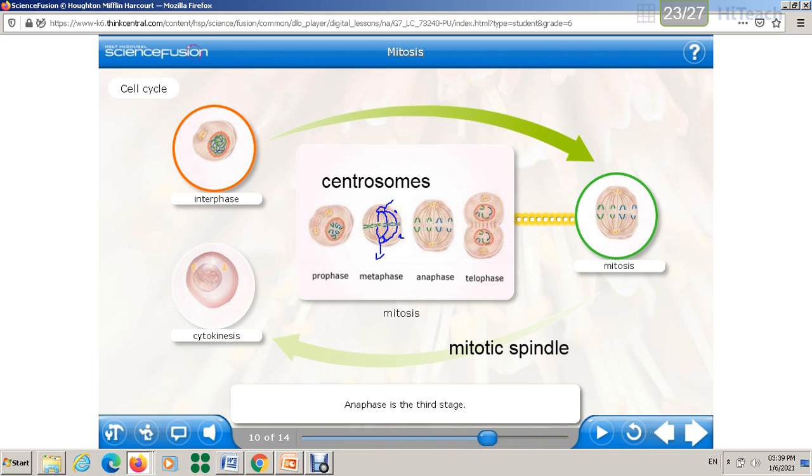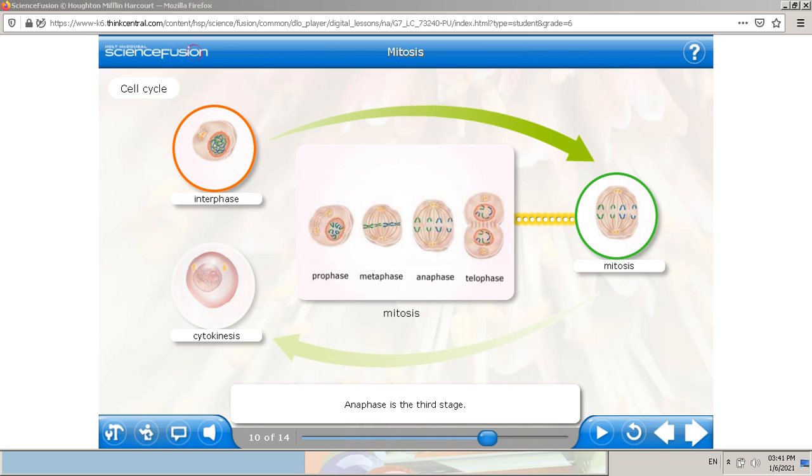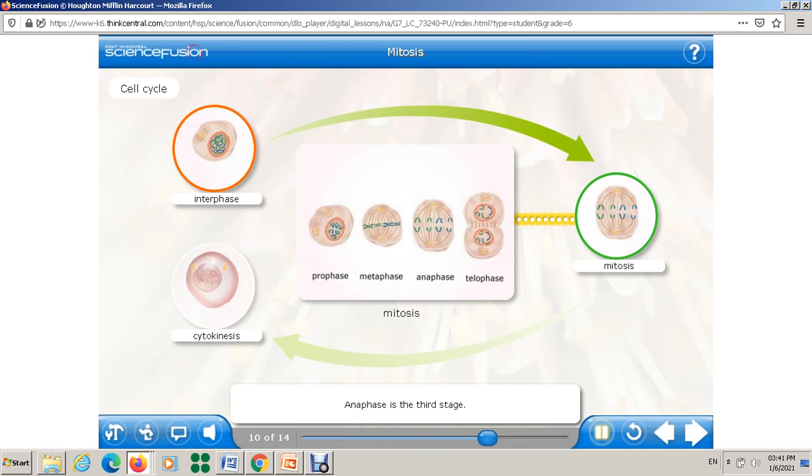Actually, why is this happening here? Let's move to the next stage to understand why they are attached. So in metaphase, two things happen. The first one, the chromosomes line up in the center of the cell, and the mitotic spindle starts to attach to one chromatid from each side. This mitotic spindle will attach with the first chromatid, and this one with this chromatid, and so on. Let's continue. Anaphase is the third stage.